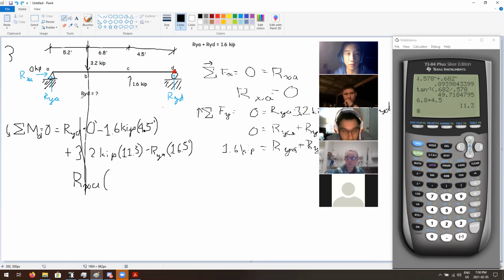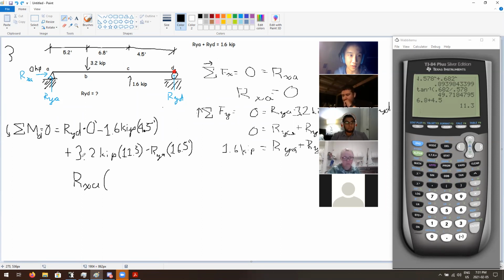B misses D. This length right here is the shortest length because it's perpendicular. That would be 11.3 feet. Same thing here. Or wait, it doesn't meet D. It's this entire distance right here. If that didn't make sense, don't worry about it. It's just another way of thinking. I think in a lot of ways. Just choose whichever way fits you.